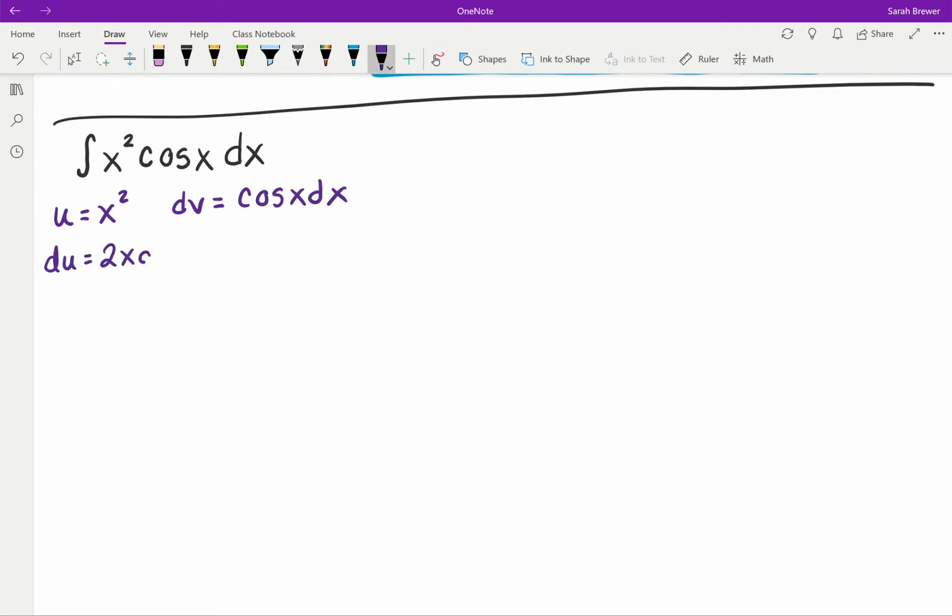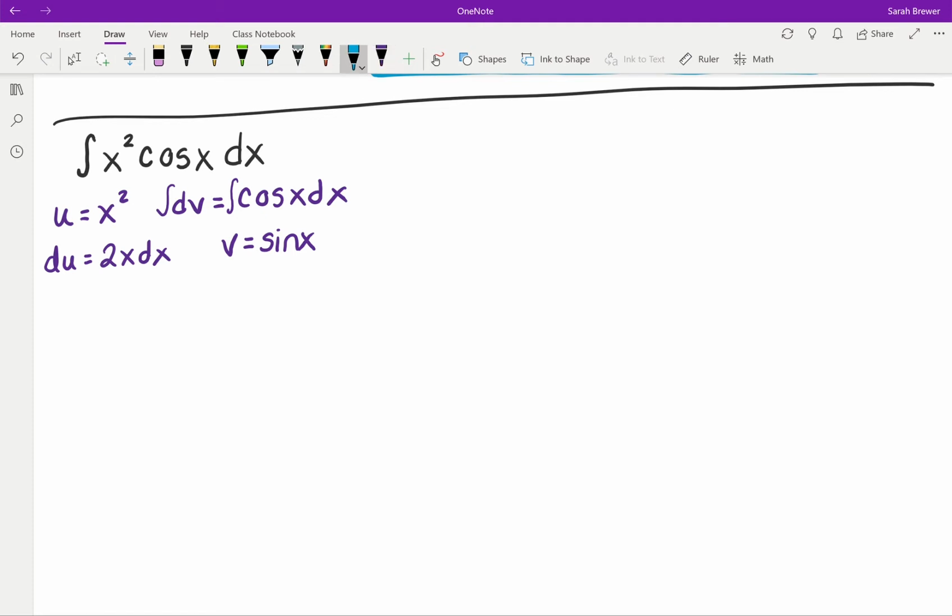du is 2x dx. Where we have to be careful and take our time is when we're integrating sine x or cosine x, because we want to make sure that we have the sign correct. I think most of us can remember that the derivative of sine is cosine and the derivative of cosine is negative sine, but oftentimes when we're integrating sine or cosine, we get a little bit mixed up with those negative signs. So the integral of cosine is positive sine x. So our v is equal to sine x.